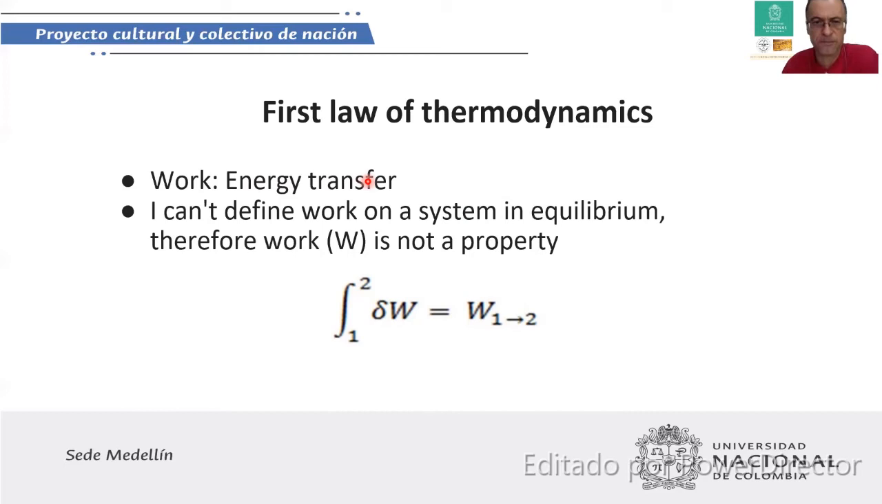Work is a transference of energy because of the boundaries of the system changing. It's a transference of energy because of the movement of the boundaries of the system. When the boundaries of the system change, an energy transference named work appears. Work is not established in equilibrium. In equilibrium, work doesn't exist. Work exists only during the process.